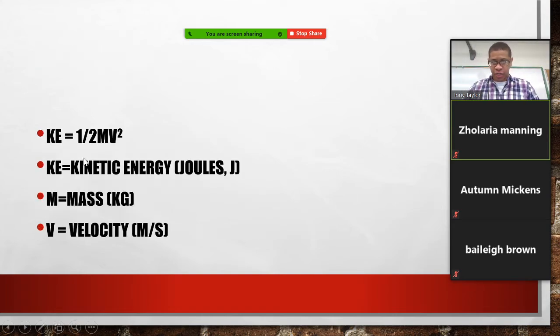The equation for kinetic energy is 1/2 times mass times an object's velocity squared. So the velocity gets squared. And just so you guys know, the units for energy are joules. So keep that in mind. The unit for energy is joules.